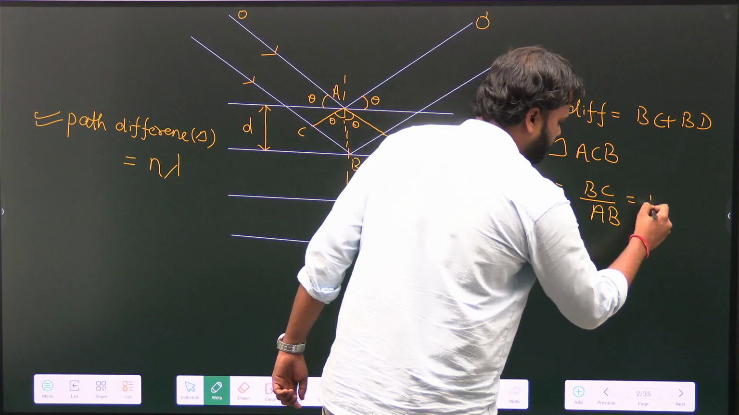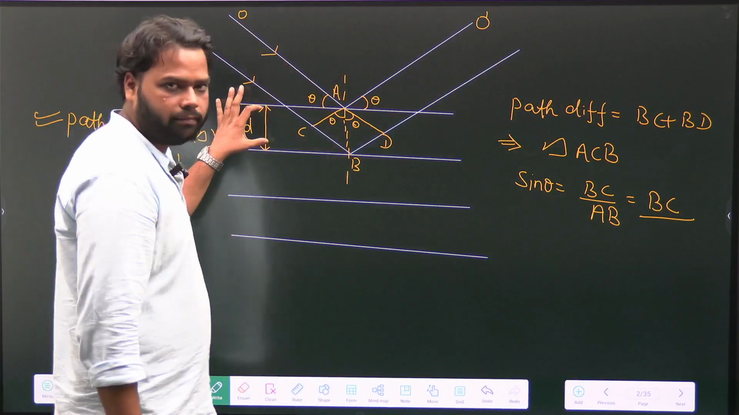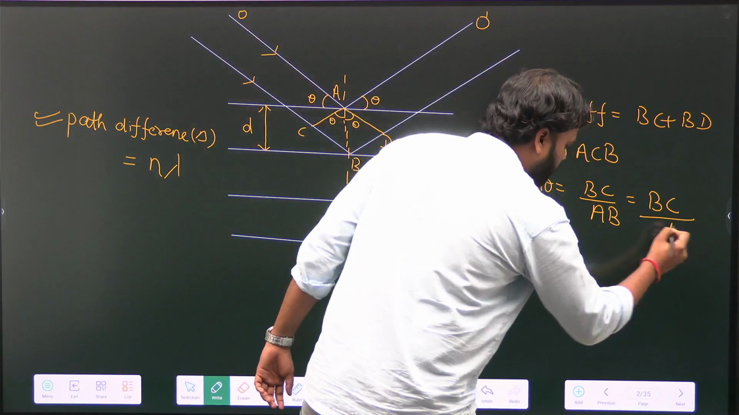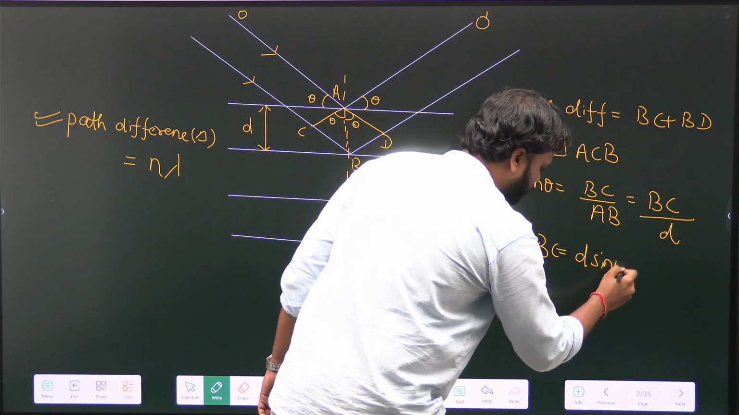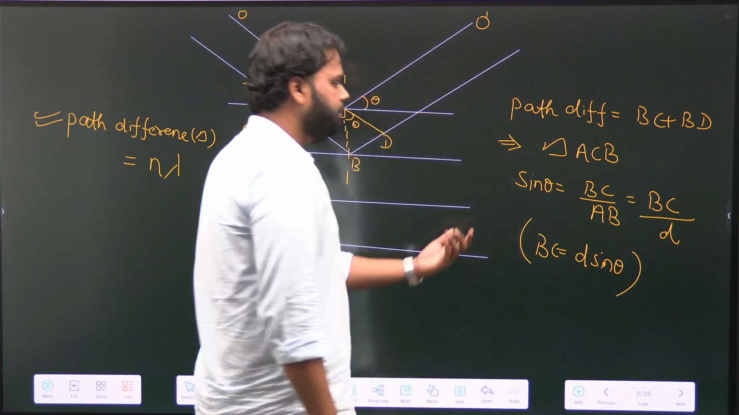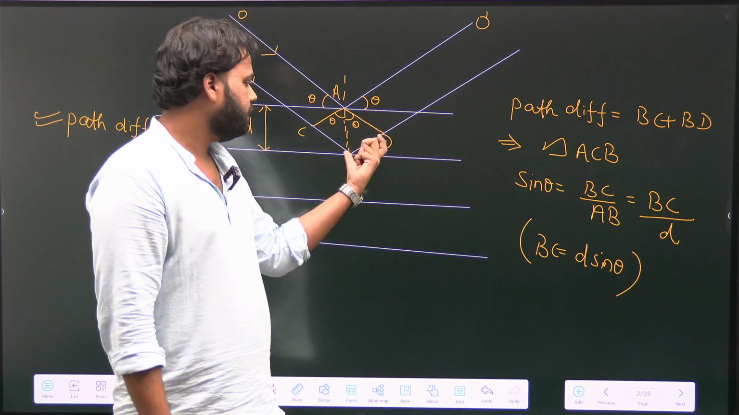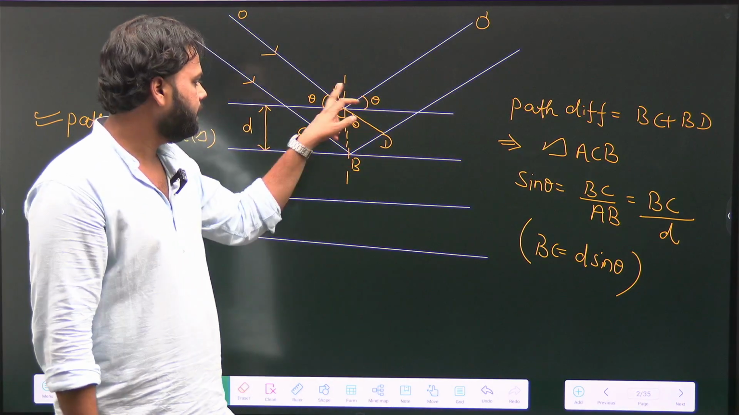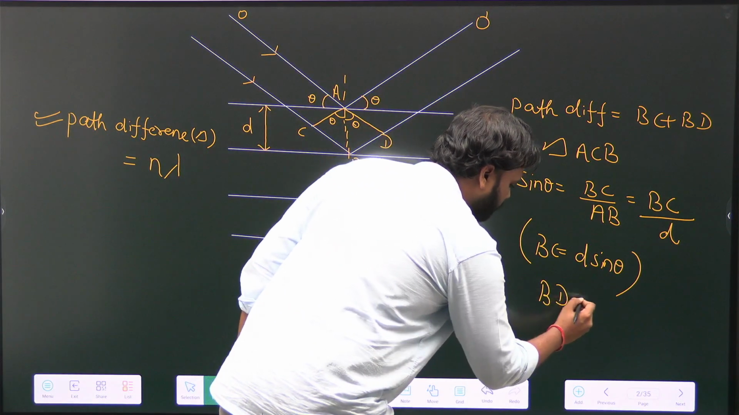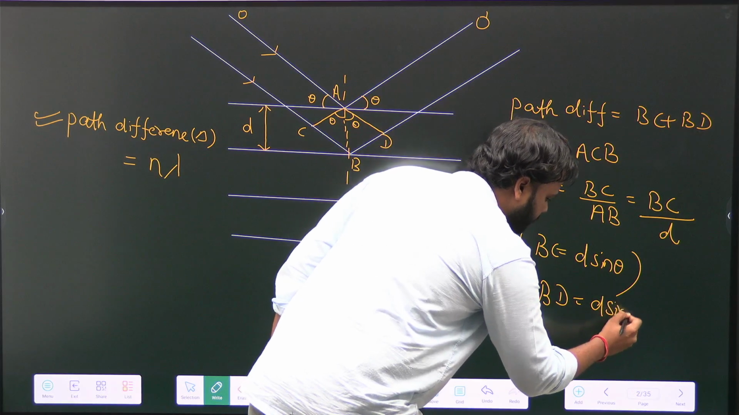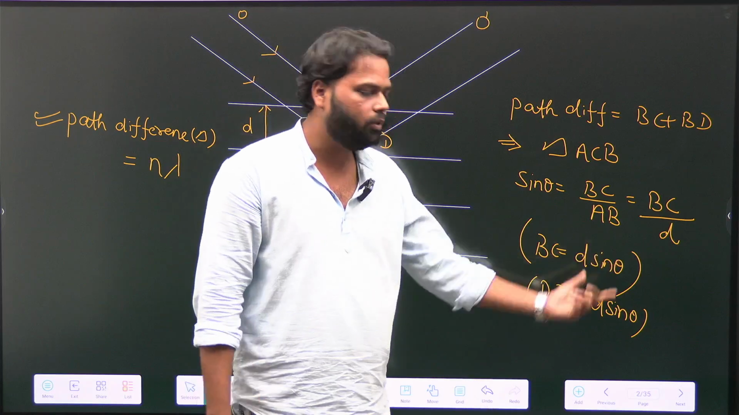Just write it as BC. And what is the value of AB here? Interplanar separation, that is small d. So the value of BC is d sin theta. Similarly, by symmetry or by mathematics, you can get the value of BD. In triangle ABD, apply sin theta, so BD will also be d sin theta. So we got the value of BC, we got the value of BD, both are d sin theta.